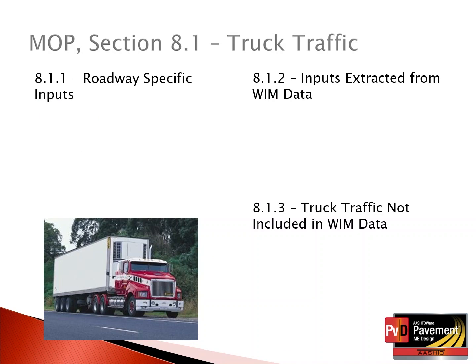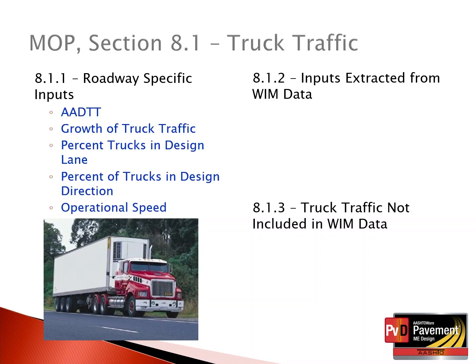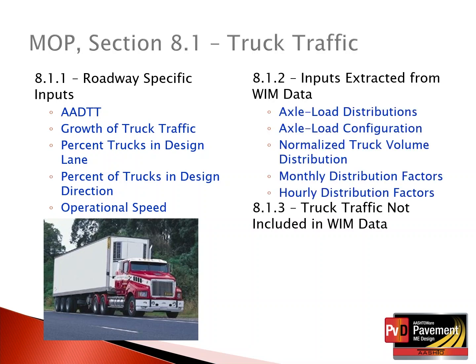So as we previously noted, section 8.1 is on truck traffic. We have roadway-specific inputs, which are the average annual daily truck traffic, the growth of the truck traffic itself, percent of trucks in the design lane, percent of trucks in the design direction, and operational speed. The inputs extracted from the WIM data are the axle load distributions, the axle load configuration, the normalized truck volume distribution, the monthly distribution factors, and the hourly distribution factors.